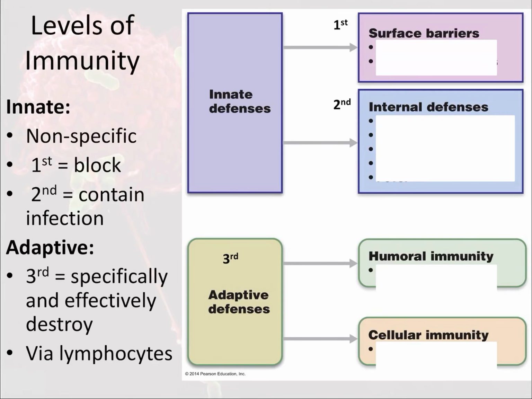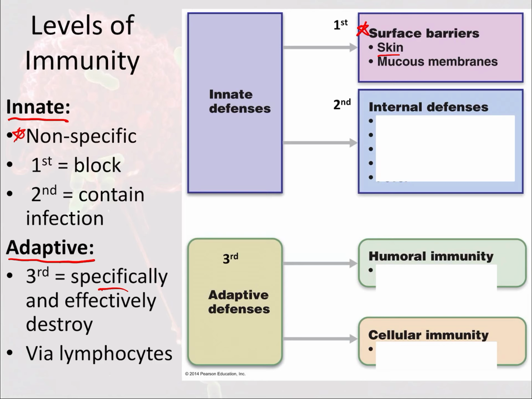Okay, so let's start out with the levels of immunity. Again, we have what's known as our innate immune system and our adaptive immune system. This chart from an old version of the book is a nice depiction of this. The innate is non-specific; it just attacks everything in the same way, whereas the adaptive is specific, specifically destroys invaders.